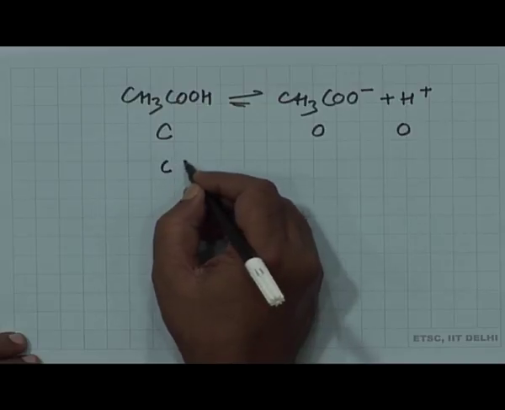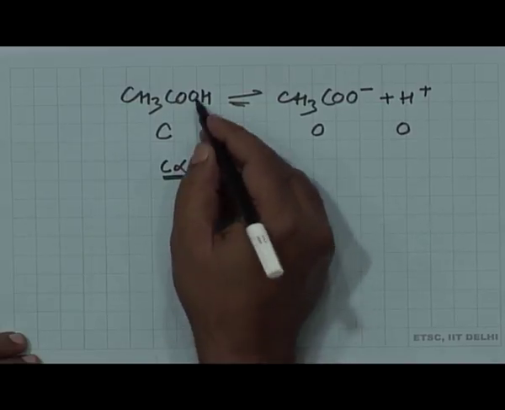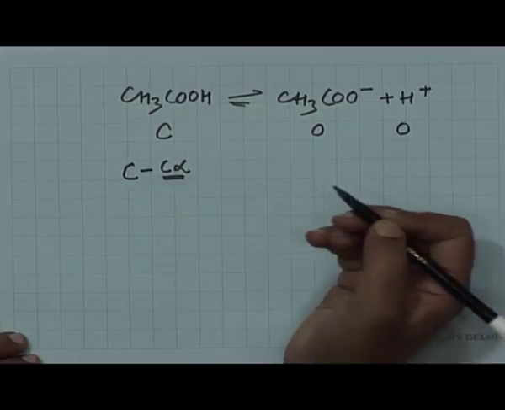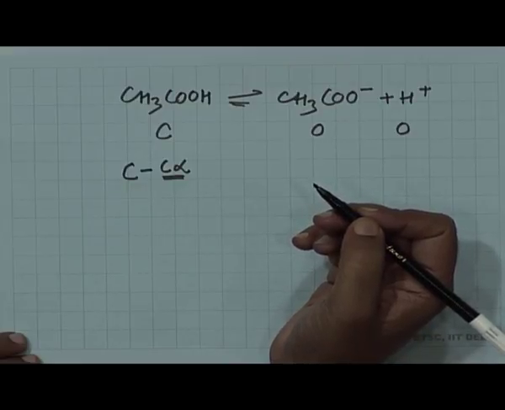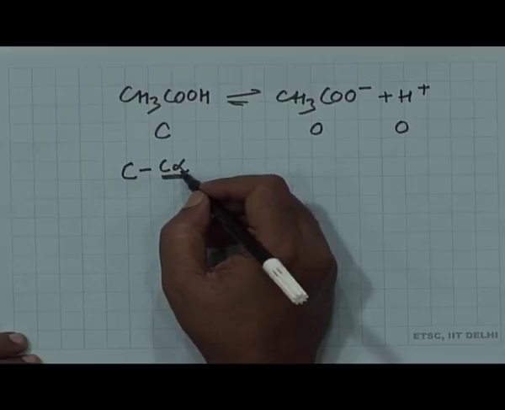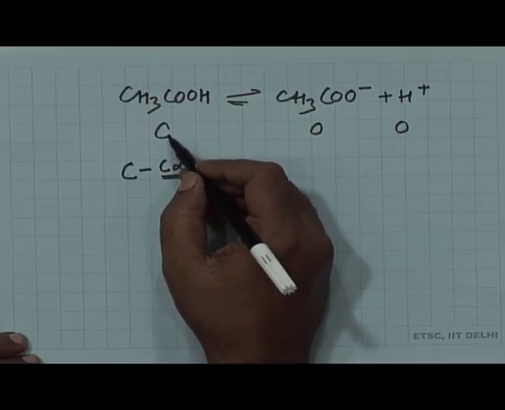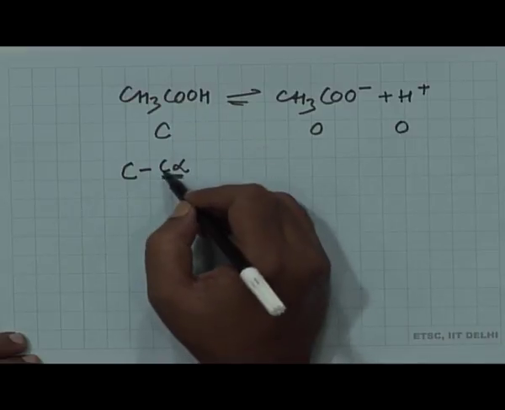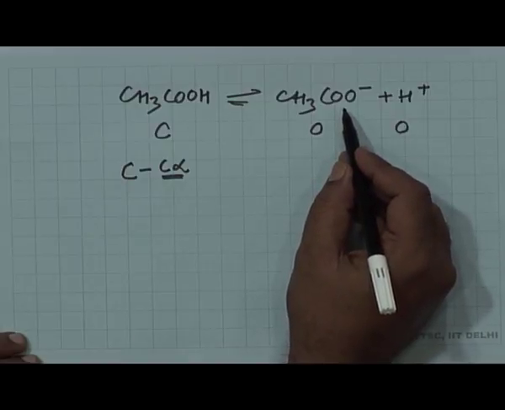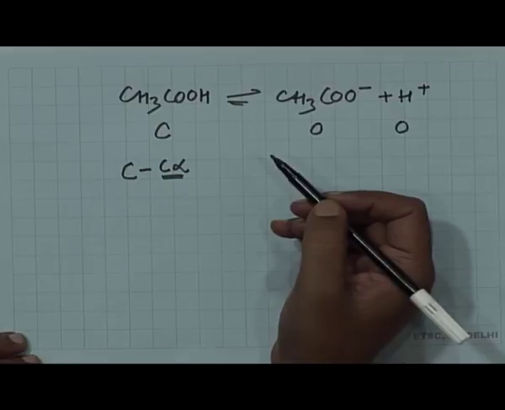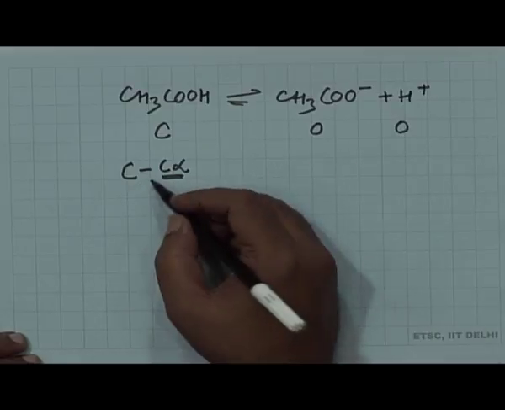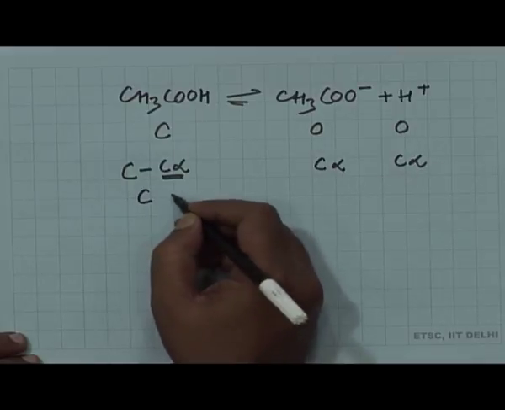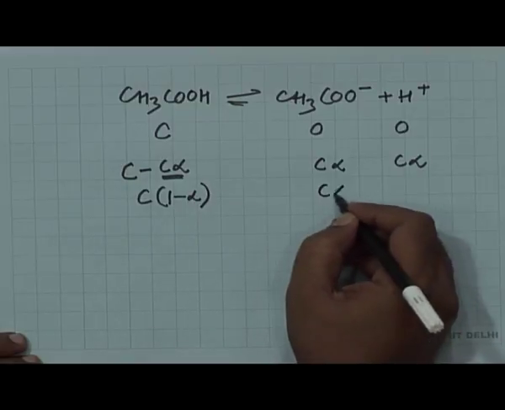So, you have C alpha as the used acetic acid, and we can simply write the remaining acetic acid as C minus C alpha. We simply multiplied, since alpha is per mole and we have C moles of acetic acid. If 1 mole gives you alpha mole of ions, C mole will give C alpha mole of ions. So, C minus C alpha remains, and you will generate C alpha, C alpha. Another way to write it is C 1 minus alpha, C alpha, C alpha.